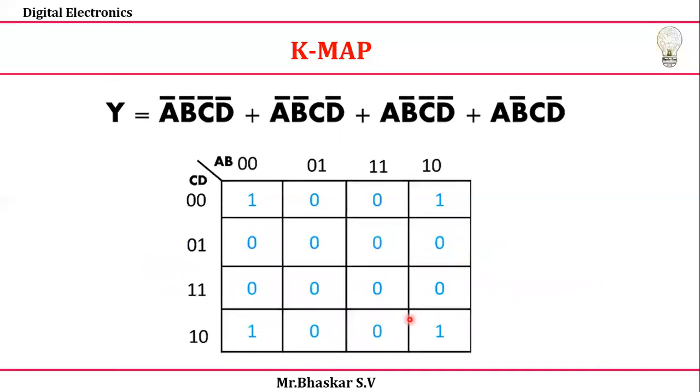Next it is A bar, B bar, CD, A, B bar, CD. So I'm going to take corner grouping. A bar, B bar, CD is nothing but 0 0 0 0. Here also we are going to represent it, and here also. Is it possible to group? It is not side by side, right? Yes, it is possible. So corner grouping is also possible.